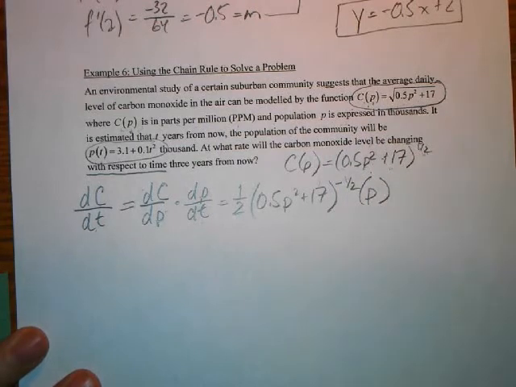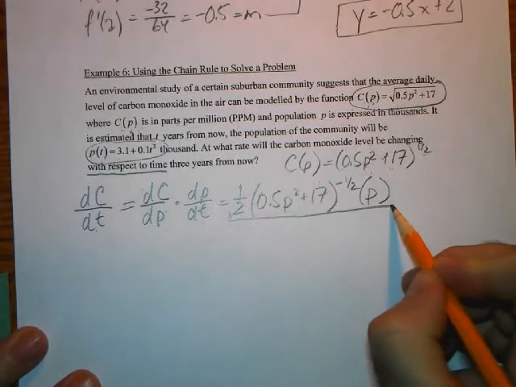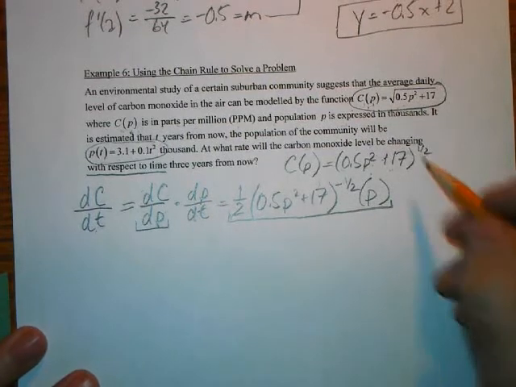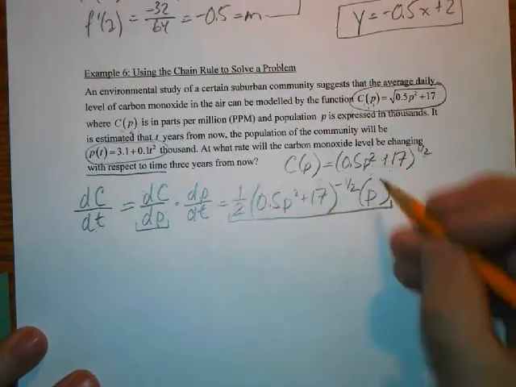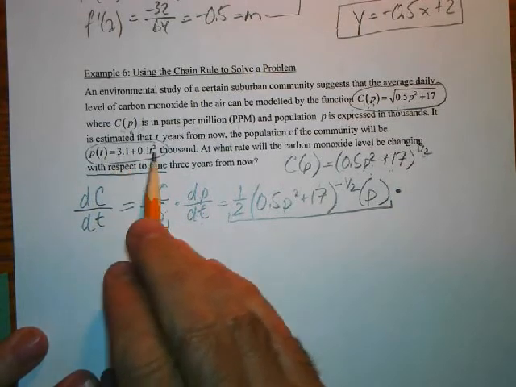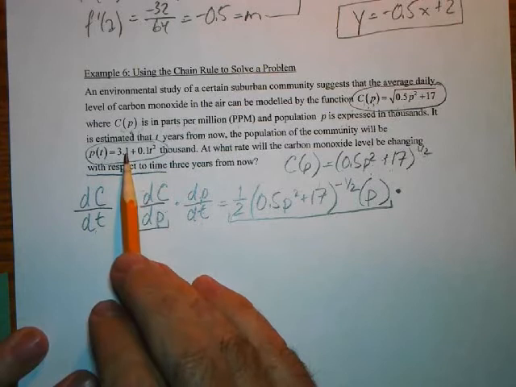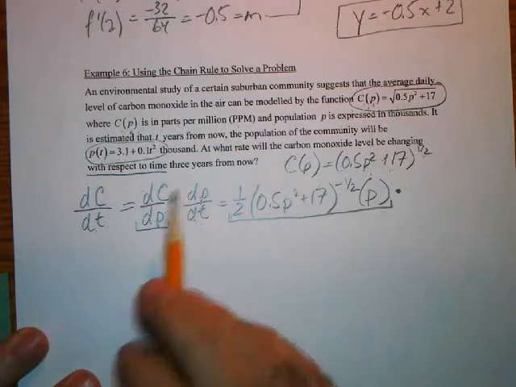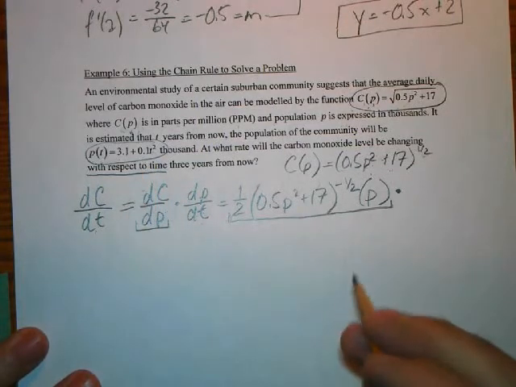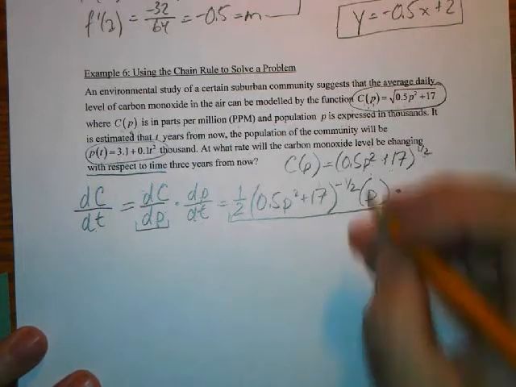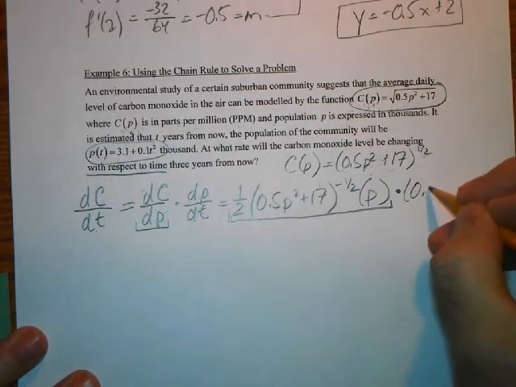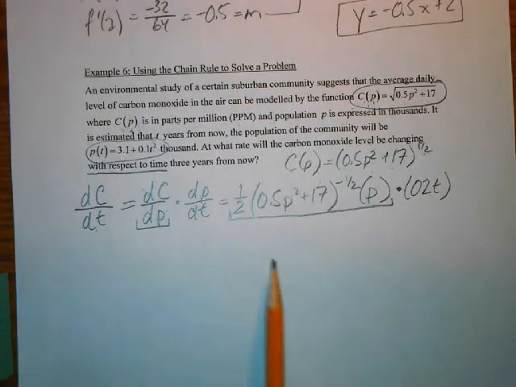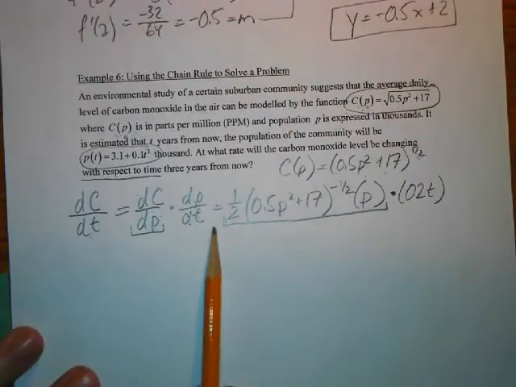Okay, so what we've got here, this is that part there. But we still have to take the derivative of p with respect to t. This one's a lot simpler because it's just a polynomial. So the derivative of 3.1 is just 0, and the derivative of this becomes 2 times 0.1t to the power 1, so that's 0.2t. So 0.2 times t. Okay, now if I was just asking for the derivative equation, I could do some simplifying here.